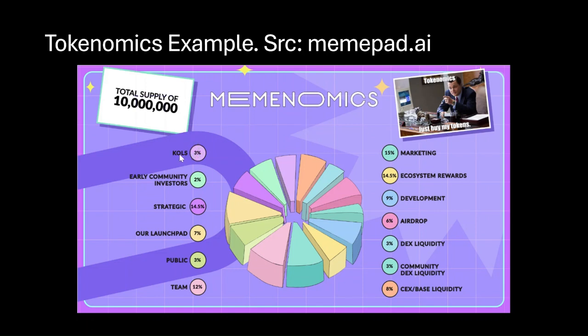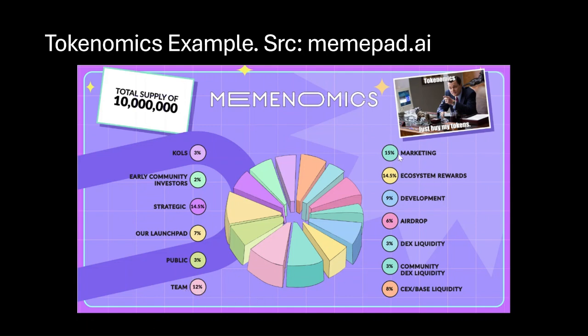So this says KOLs, which means key opinion leaders. They are going to give them 3%, probably to do marketing for them. This says early community investors. Okay, KOLs are basically people who have a lot of influence in crypto, right? Early community investors, 2%, strategic, this is probably strategic funding, most likely 14.5%. Then our launchpad 7%, public sale 3%, team 12%.